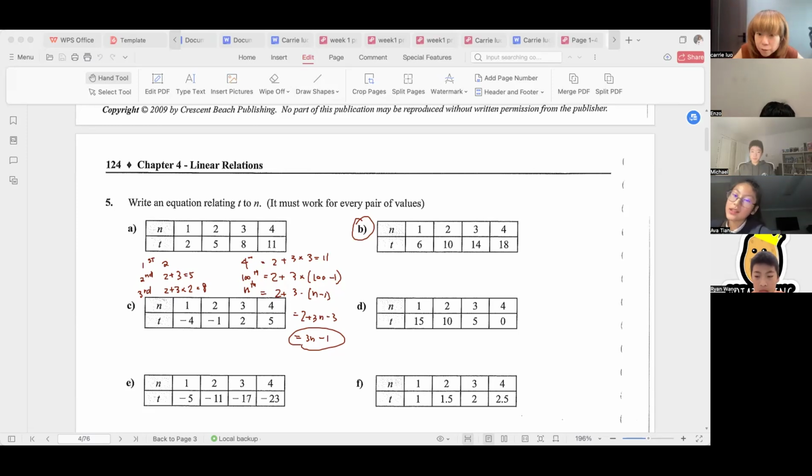Carrie, I have a question. For the example you wrote, the first one is 2, and the second one is 2 plus 3. Yeah, so it's 2 plus 3, sorry, times 2 minus 1, right? Because it's just only 1, 3, 2, 3, 3, 3. So every time is the term minus 1.